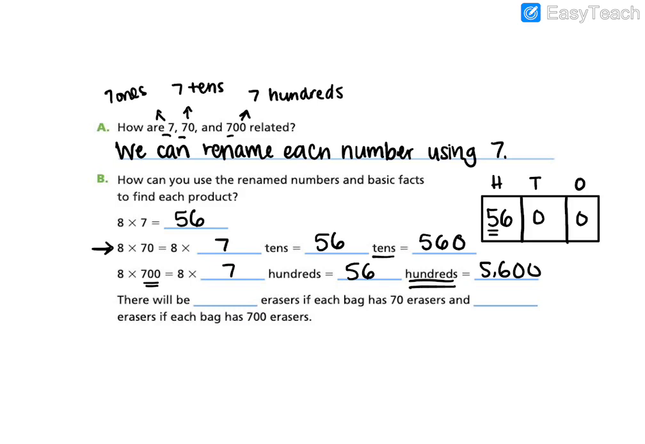So let's go ahead and answer. There will be blank erasers if each bag has 70 erasers, well, we know there will be 560 because 8 times 70 is 560. And 5,600 erasers if each bag has 700 erasers, because 8 times 700 is 5,600.